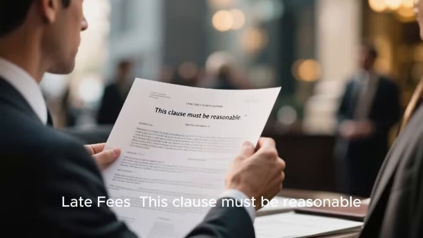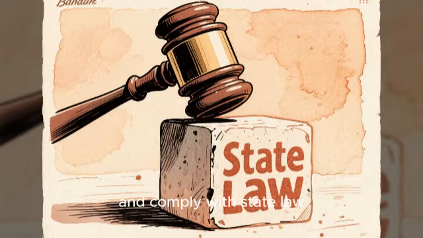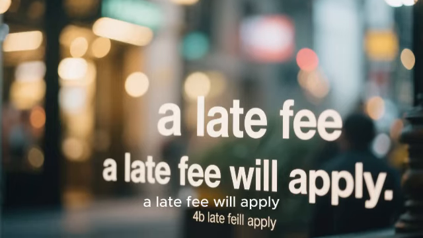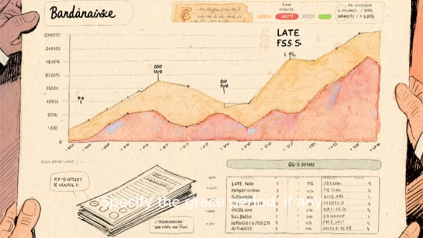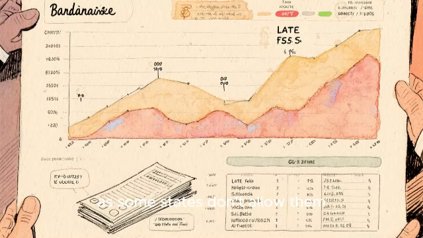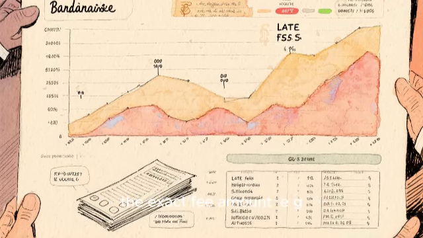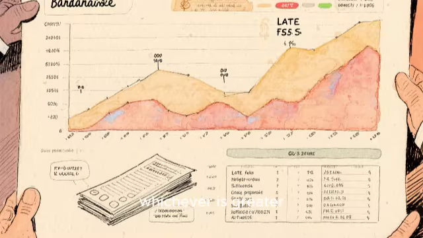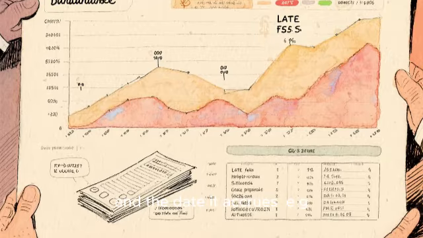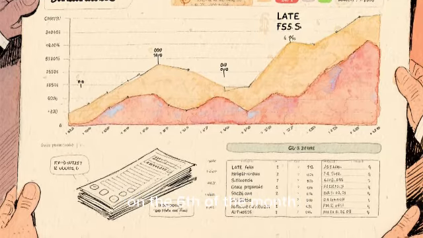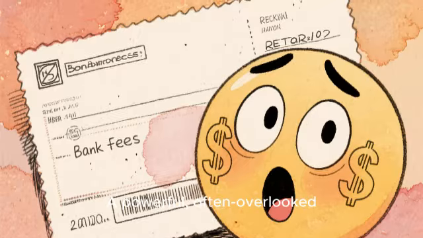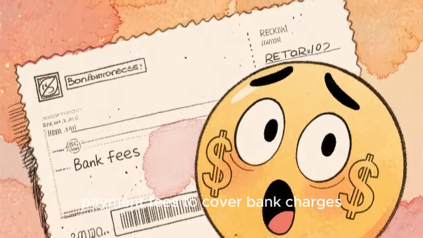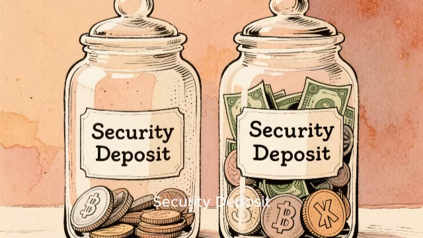Late fees. This clause must be reasonable and comply with state law. Don't just say a late fee will apply, specify the grace period, if any, as some states don't allow them, the exact fee amount, for example, $50 or 5% of the monthly rent, whichever is greater, and the date it accrues, for example, on the 6th of the month. A powerful, often overlooked addition is a clause for returned payment fees to cover bank charges. Security deposit.